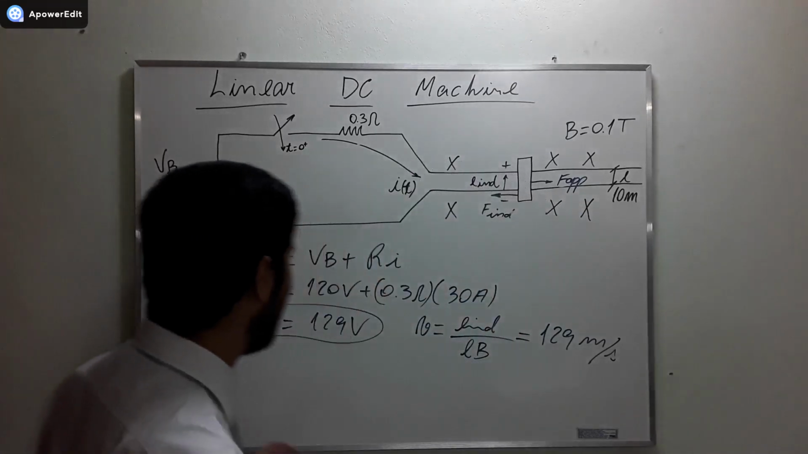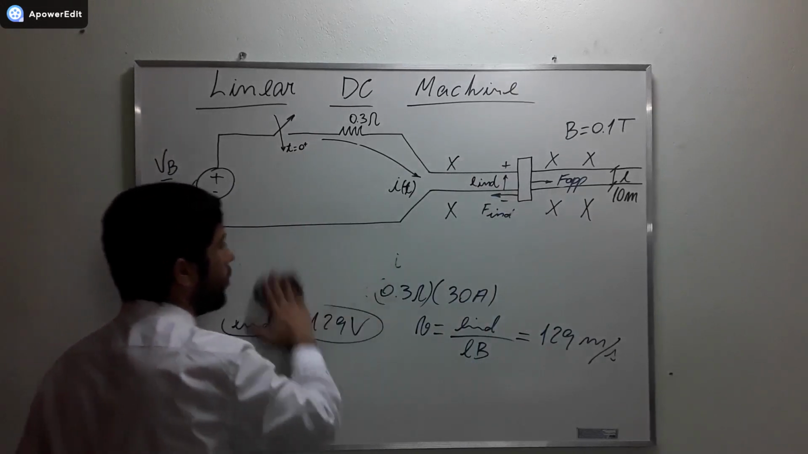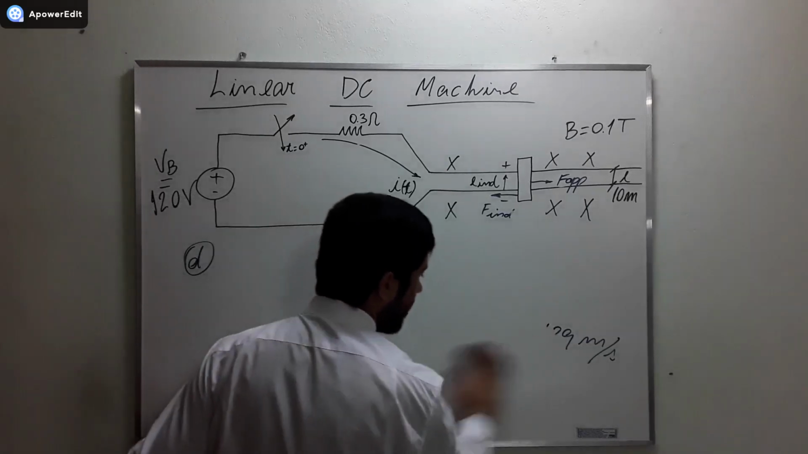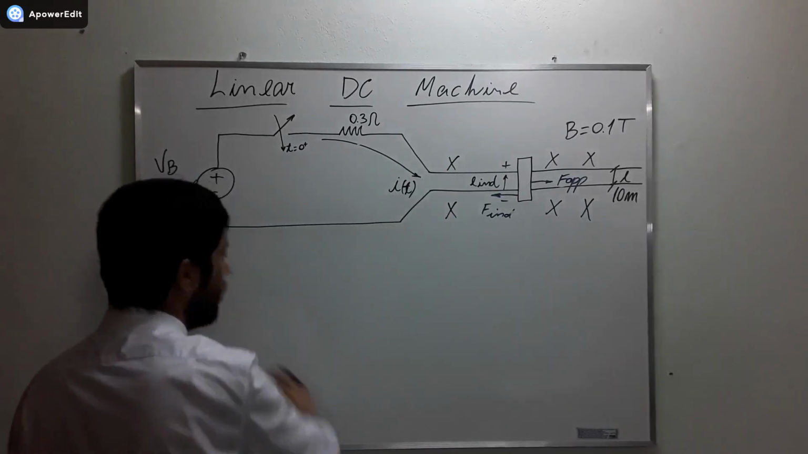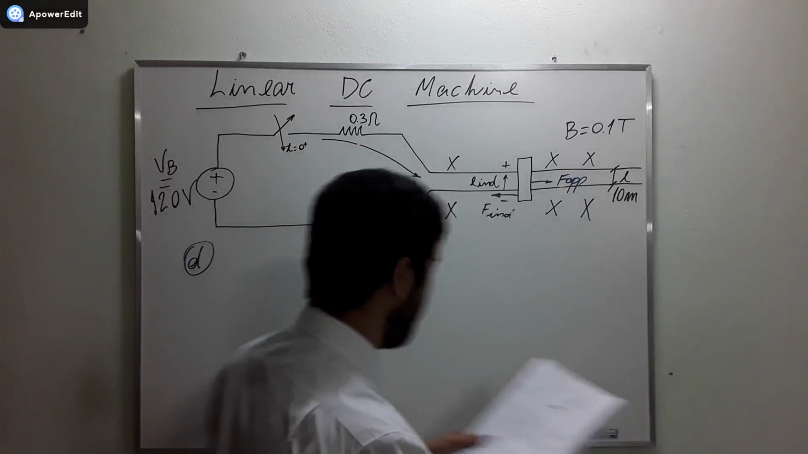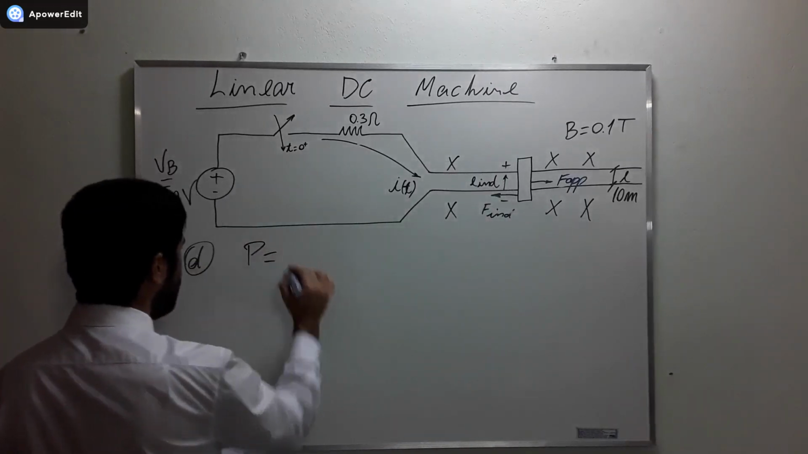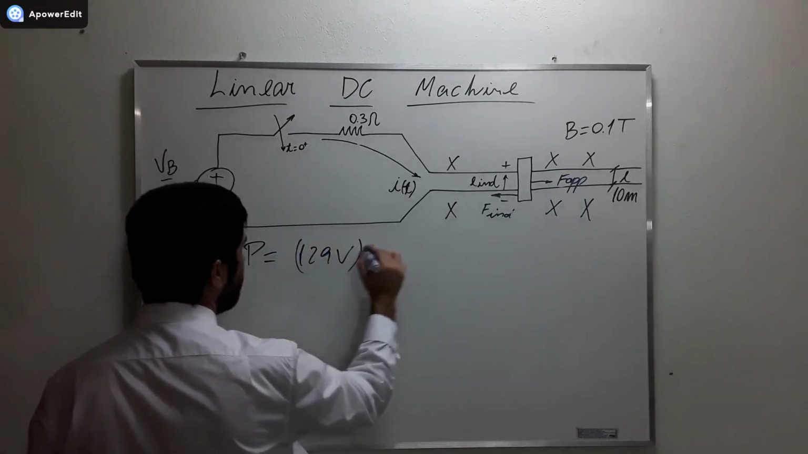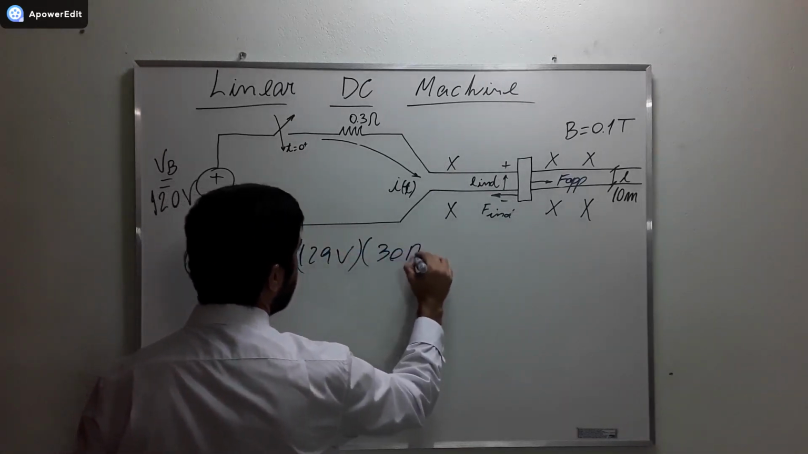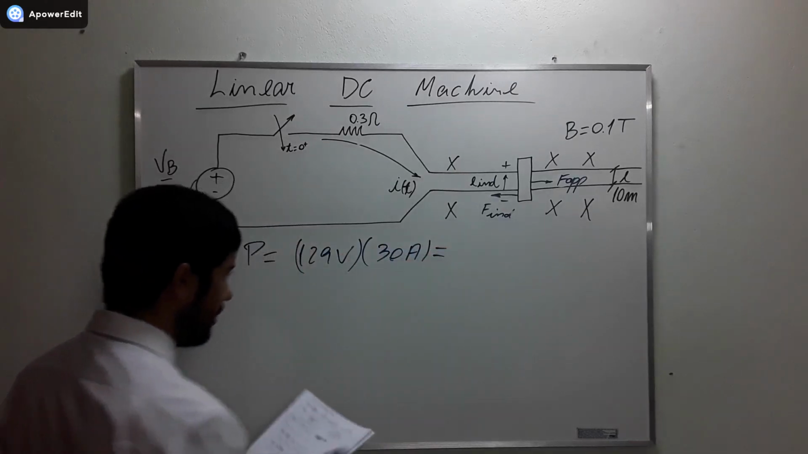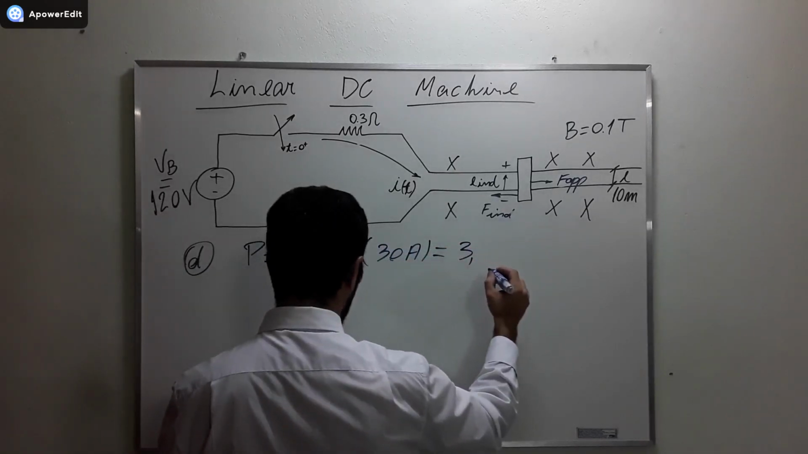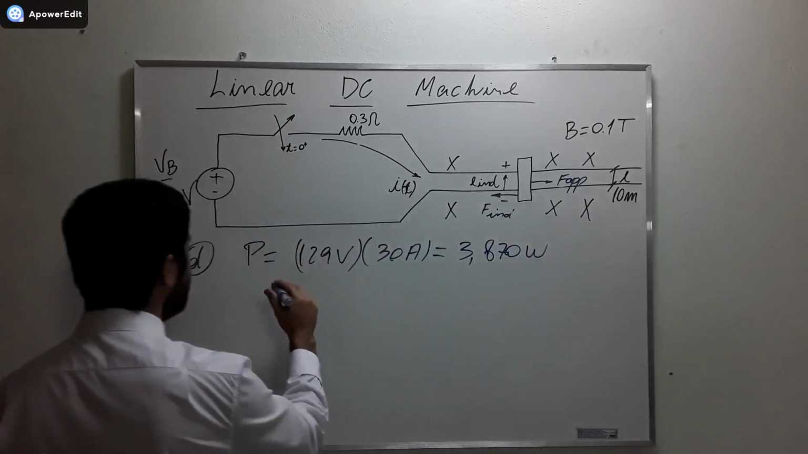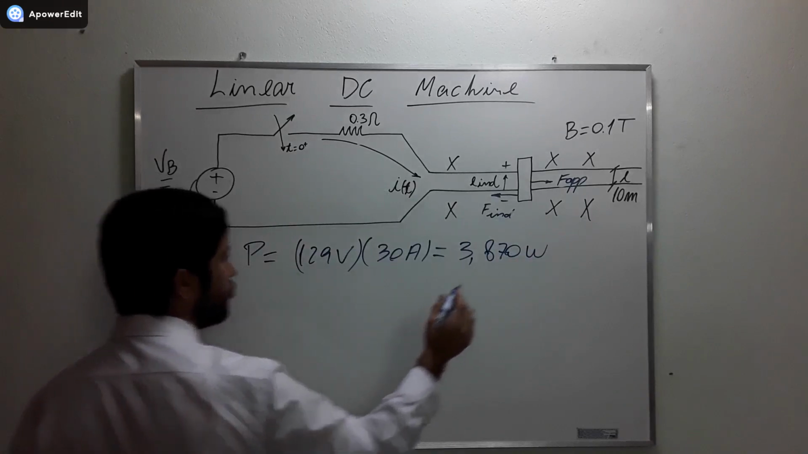Now let's talk about power, because engineers love talking about power and energy. So let's talk about power, okay? And the bar is producing a power of 129 volts times this current here, which is equal to 3,870 watts. So this is the power that the bar is producing.